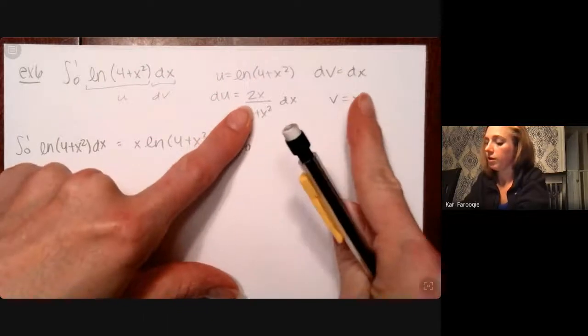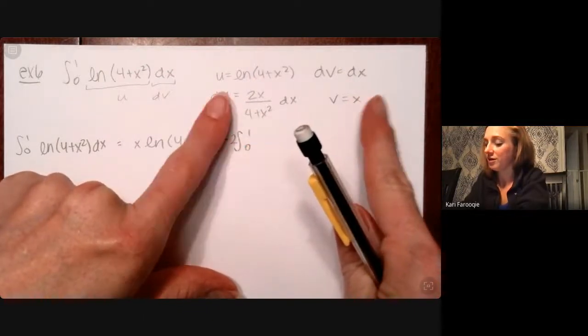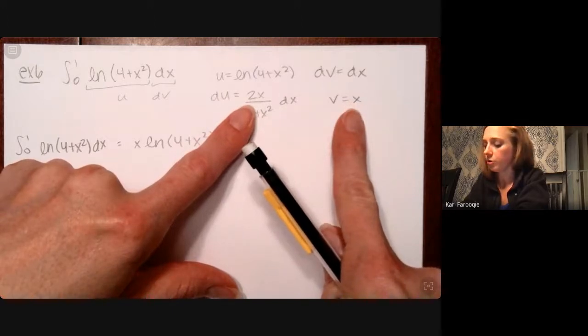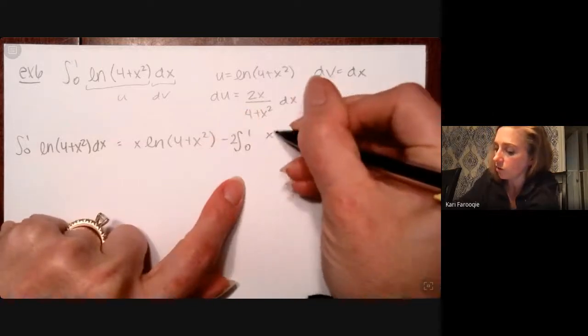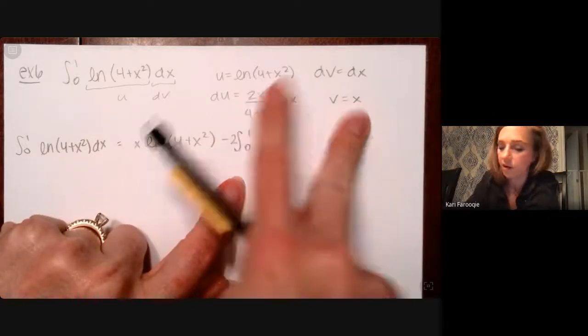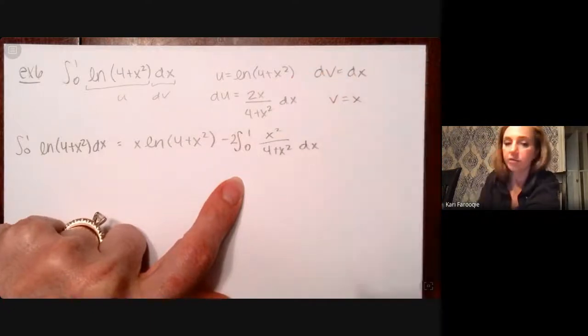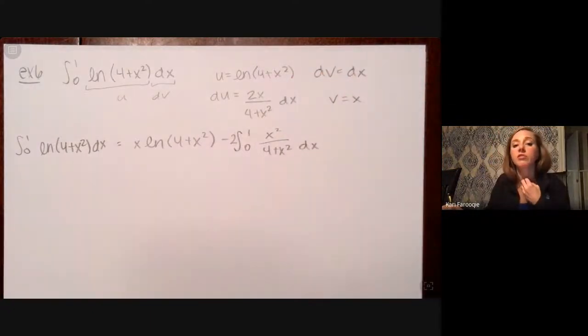So uv minus v du, when I multiply these together, the 2 I'm going to pull out from the integral. I just did that. And then in the numerator, you'll have x squared because you'll have x times x. And then in the denominator, you'll have 4 plus x squared. We have a dx.